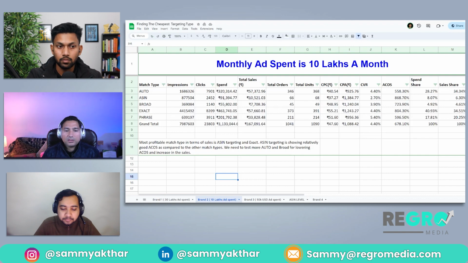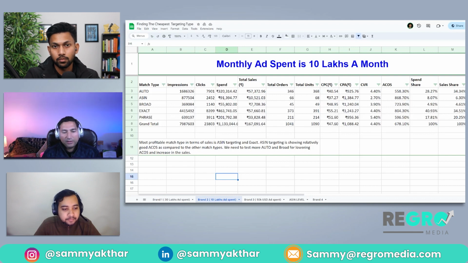So if I were suggesting them, I would tell them to be careful, because on Exact they have almost spent 50% of their money, 4.6 lakhs spent on Exact. They could save a lot of money there. Almost 1 lakh is being spent on ASIN targeting. They can save money there also. So they have to reduce their spending in both of these, and then look at other targetings, because the others are a little broader traffic, where I have scope to be present and be visible to more customers who are there on the platform.